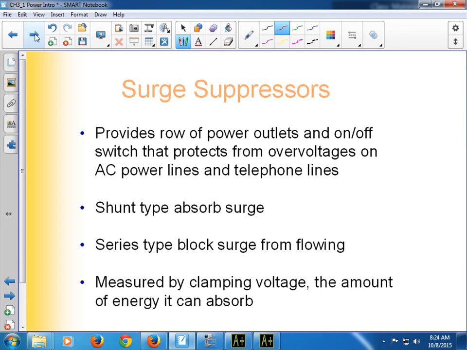Very low end. A surge suppressor is probably a row of outlets and an on-off switch that protects from over voltages of AC power lines and telephone lines. And that's all this one's doing. This one and probably this one too are really just doing a good job of protecting you from bad power on your power line.